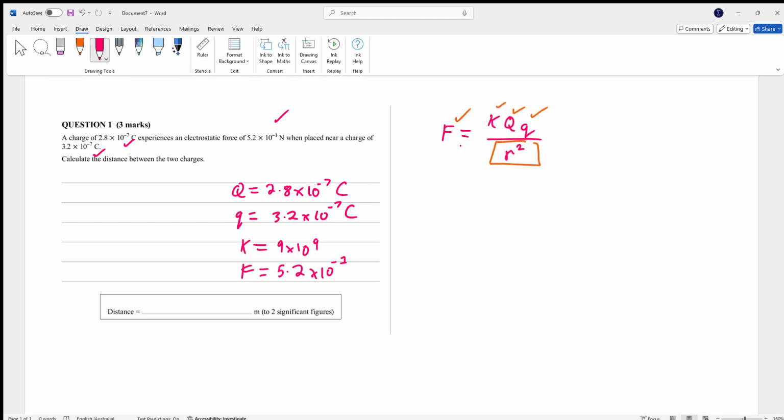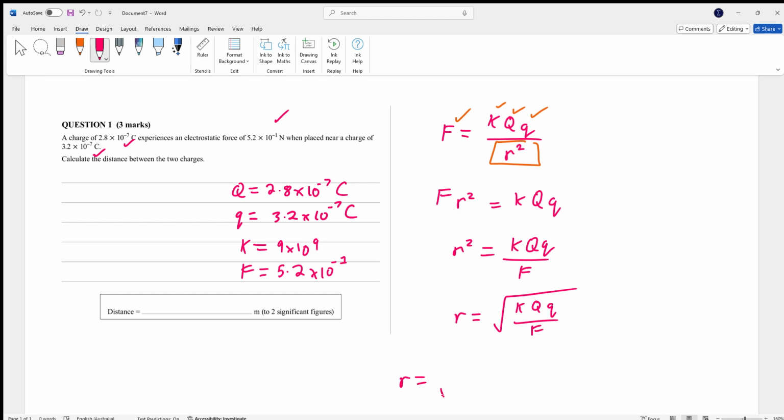So if I were to multiply both sides by r squared, I would have F times r squared equals k q q. Then I would divide both sides by the force, so r squared equals k q q over F, and then I would square root it. So r equals the square root of k q q over F. Then we would just chuck in the numbers.